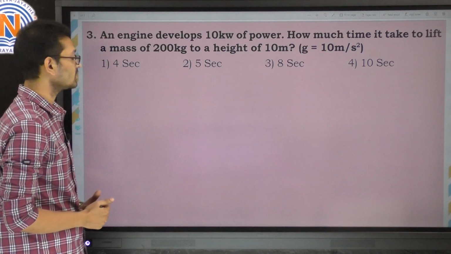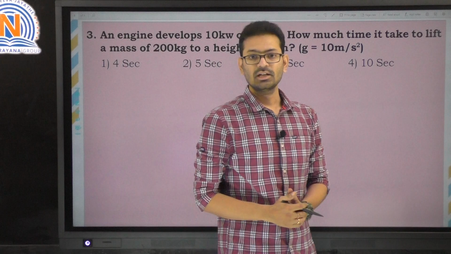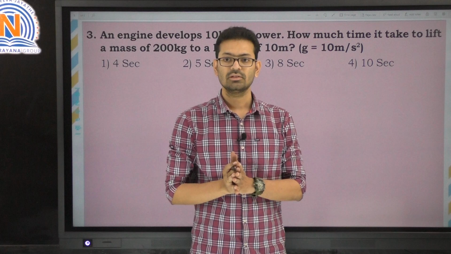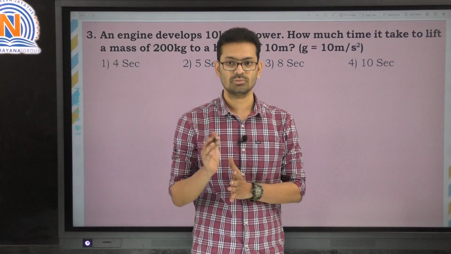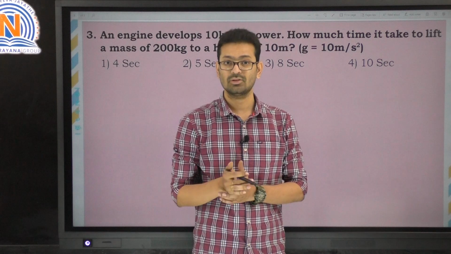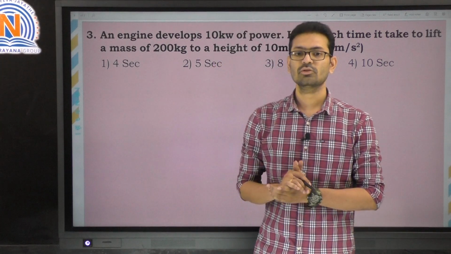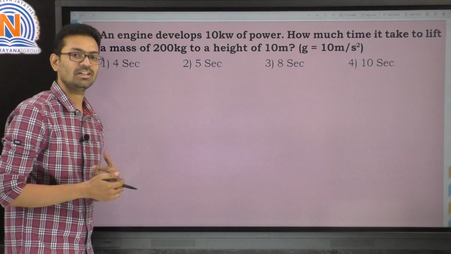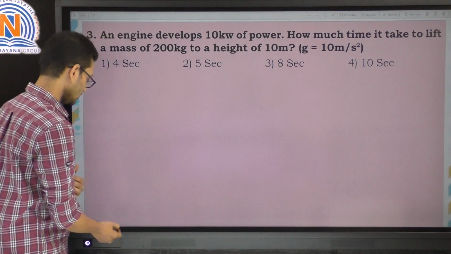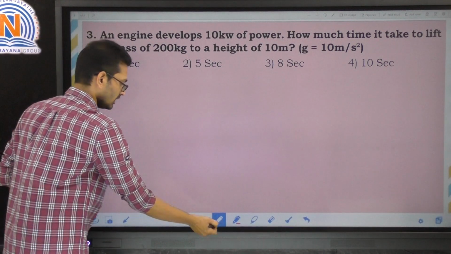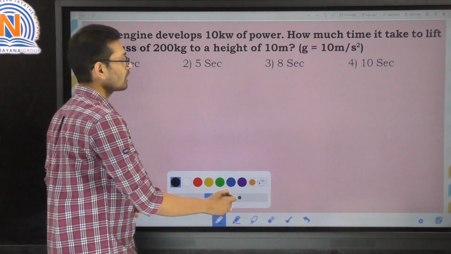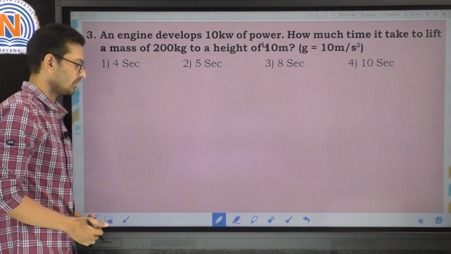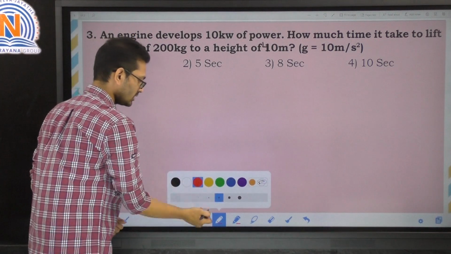Now, in this third question, an engine develops 10 kilowatts of power. How much time it took to lift a mass? There is a small mistake. Instead of take, you have to take took. To lift a mass of 200 kgs to a height of 10 meters. Again, there is a mistake. That is not 10 meters height, it is 40 meters height. Okay, let us try to correct it, and then we will do the sum. 40 meters height. Okay, correction is done. We will go with the sum solution.